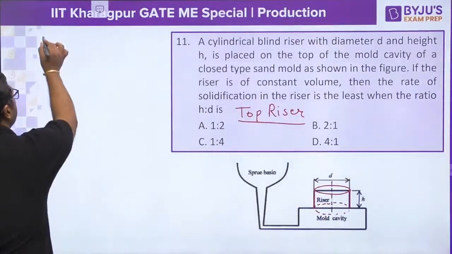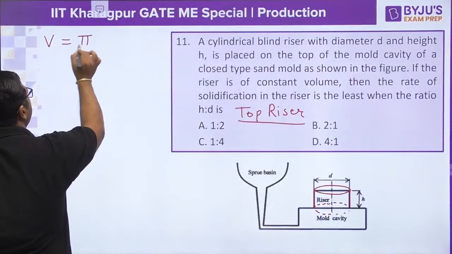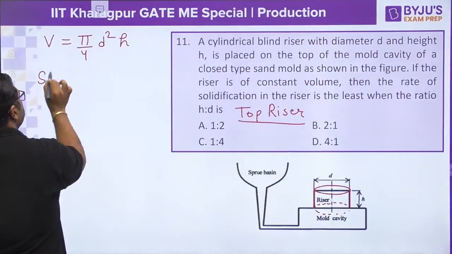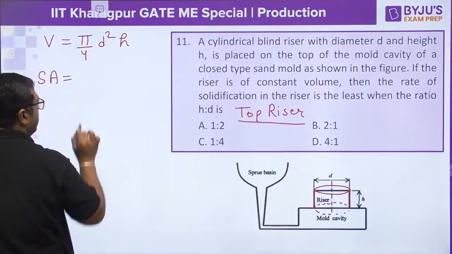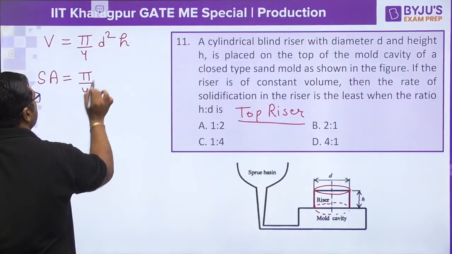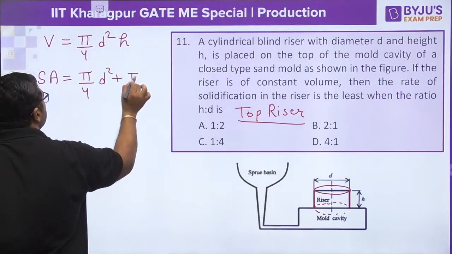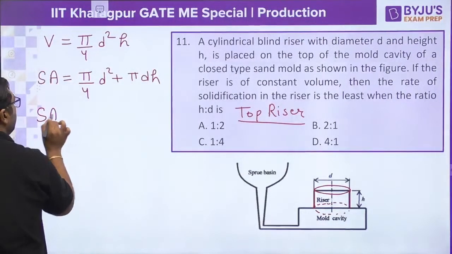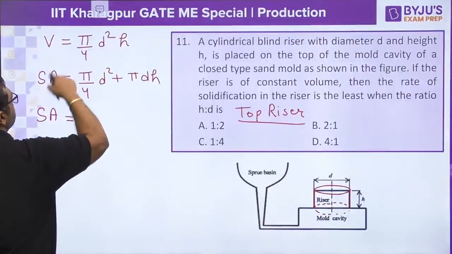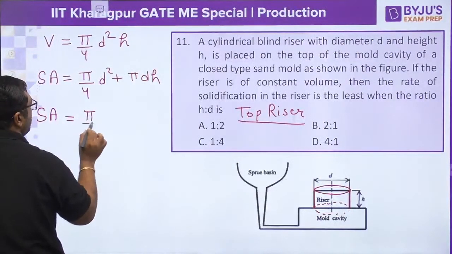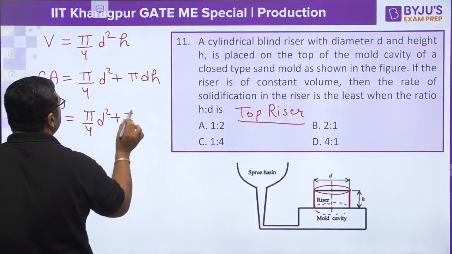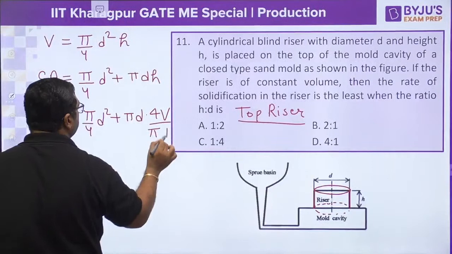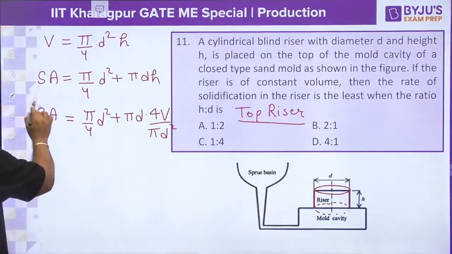So if I write the volume of the riser, it is πd²h/4. If I ask you the surface area of the riser, it is going to be πd²/4 + πdh. Now my dear, there are 2 variables, d and h. If I want to write it in one variable, you can write h = 4V/(πd²). So the surface area is πd²/4 + πd(4V/πd²).